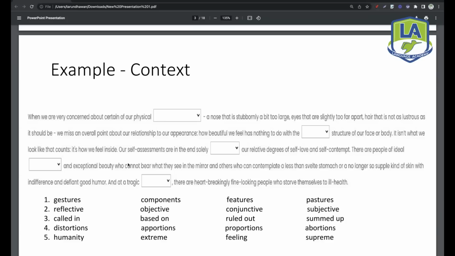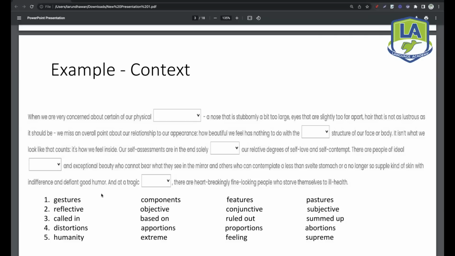Then, "There are people of ideal dash and exceptional beauty who cannot bear what they see in the mirror, and others who can contemplate." Another way of interpreting the context is to think what the word I need in the blank should belong to. For example, do I need a word for a human being? Do I need a word for an organization? Do I need a word to describe a plant, an animal, or a non-living thing? What is it?